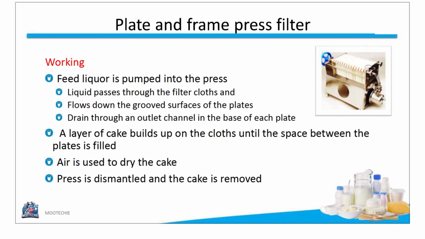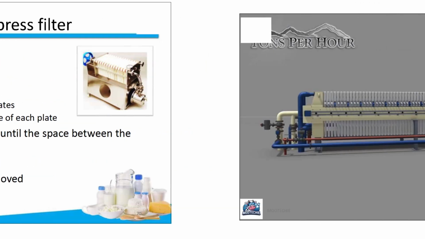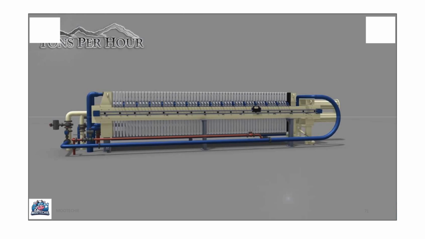In terms of how it works, the feed liquor is pumped into the press. The liquid passes through the filter cloths and flows down the grooved surfaces of the plates. It drains through an outlet channel in the base of each plate. A layer of cake builds up on the cloths until the space between the plates is completely filled. Air is sometimes used to dry the cake. Finally, the press is dismantled and the solid cake is removed. This slide shows a graph related to the performance, likely plotting something like gallons per hour.